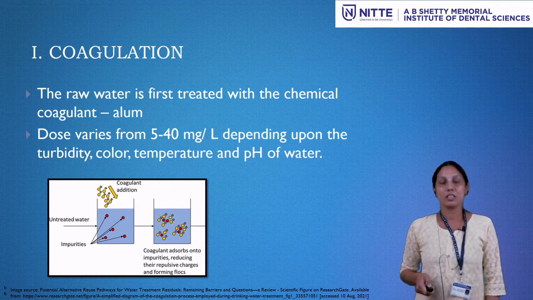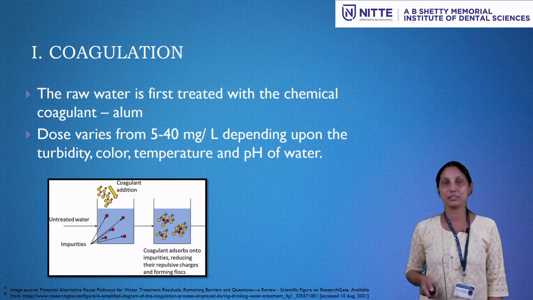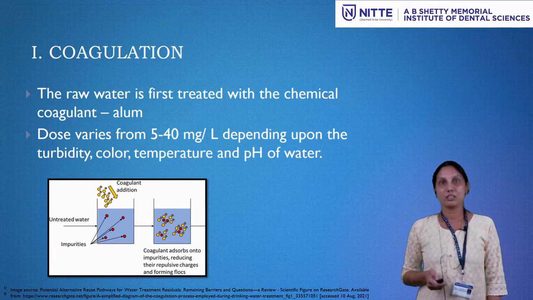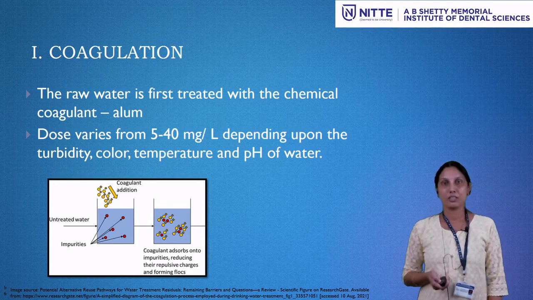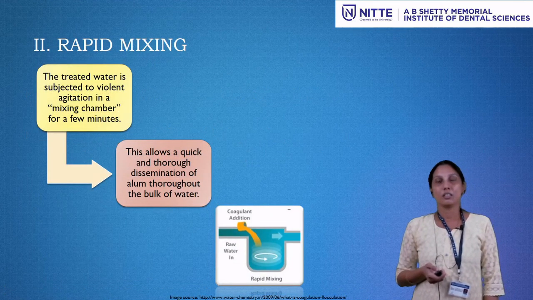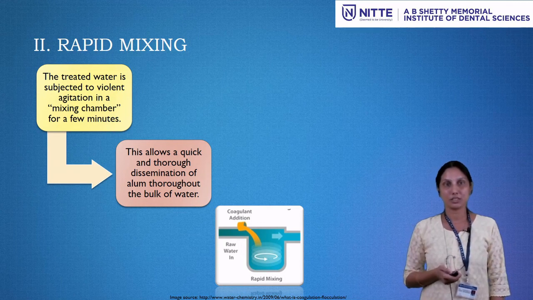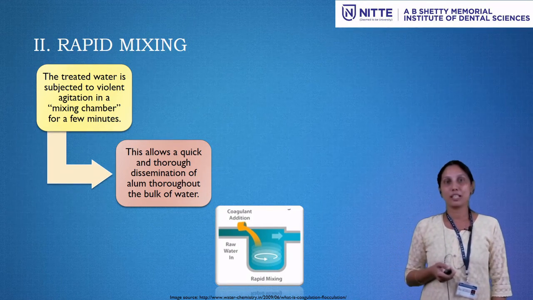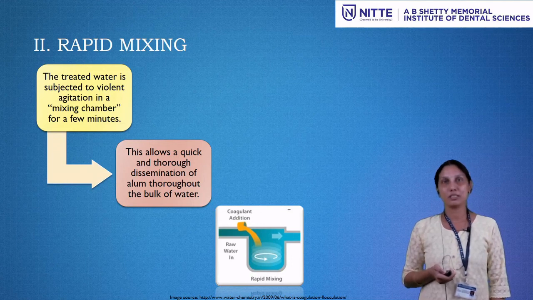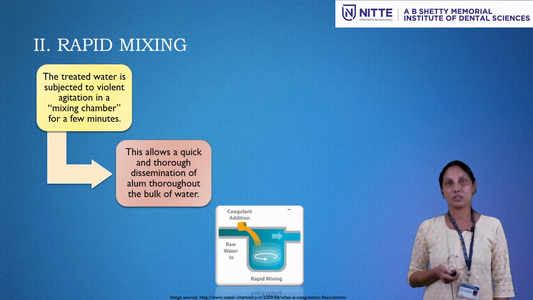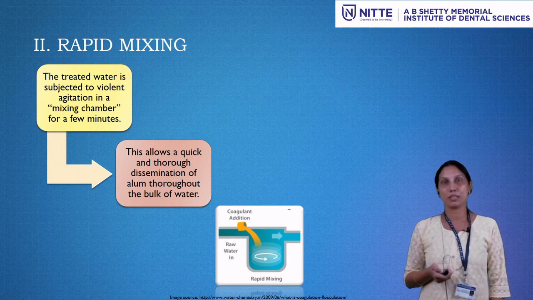So when you add a coagulant such as alum to untreated water, the coagulant adsorbs onto the impurities as shown in the figure, reducing the repulsive charges and forming flocs. The added alum is rapidly mixed in a mixing chamber, which is the second step in rapid sand filtration. The treated water is subject to violent agitation in a mixing chamber for a few minutes, which allows quick and thorough dissemination of the alum throughout the bulk of water.